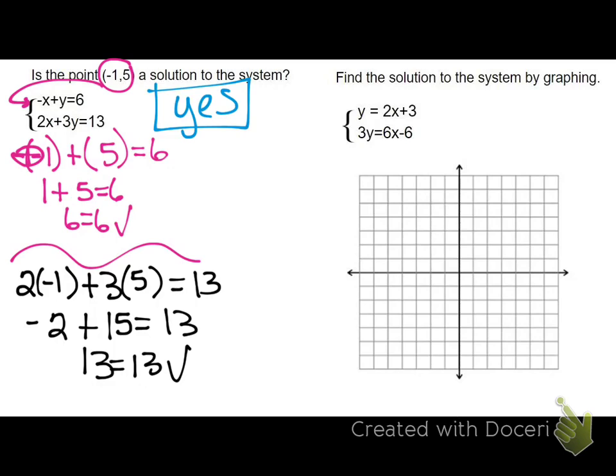Okay. Find the solution to the system by graphing. So this is just like the problem on the front, right? So our first equation is already written in slope-intercept form for me. So let's see. What do I graph first? The 3, and that goes where? Up 3. From my origin. And then my slope? 2 over 1. Down 2. Okay. I'll graph my line. Nice job.